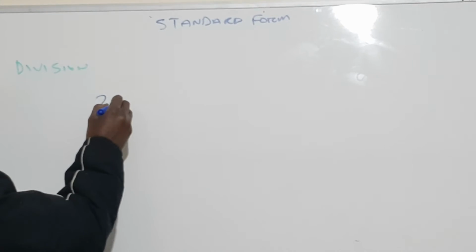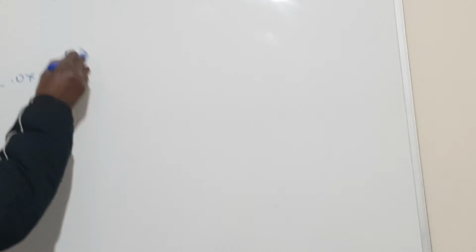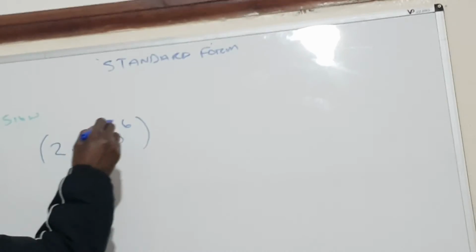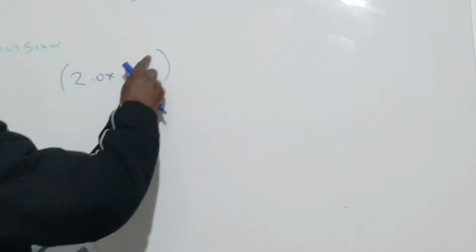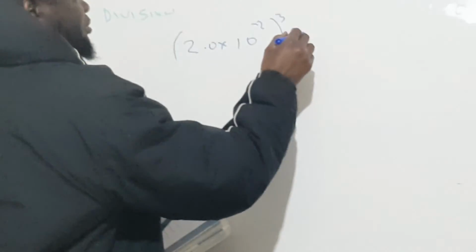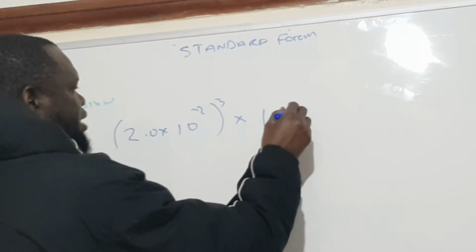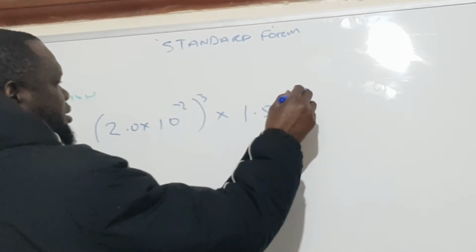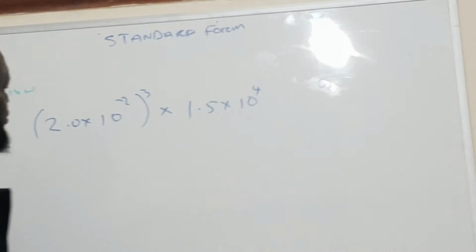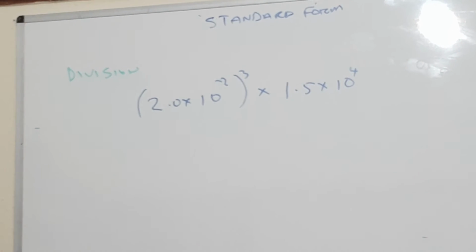2.0 times 10 to the power minus 2, all of that to the power 3, times 1.5 times 10 to the power 4. Bucket first. Ali, try. What do you think?